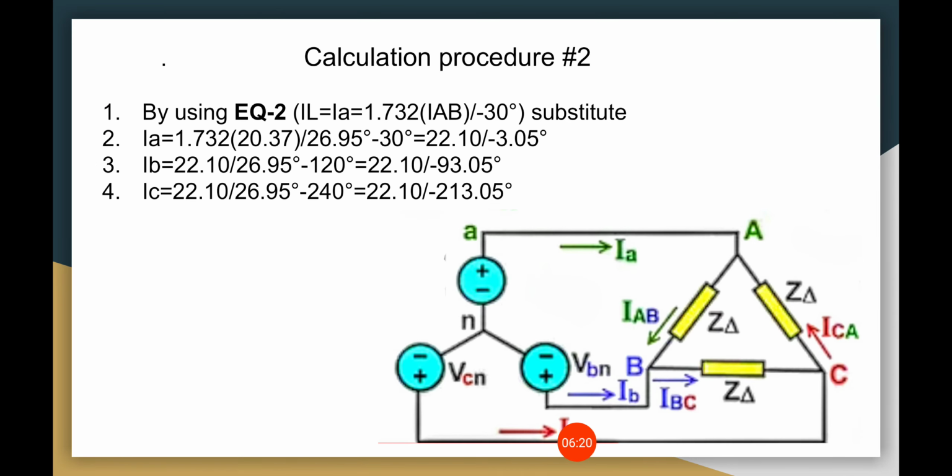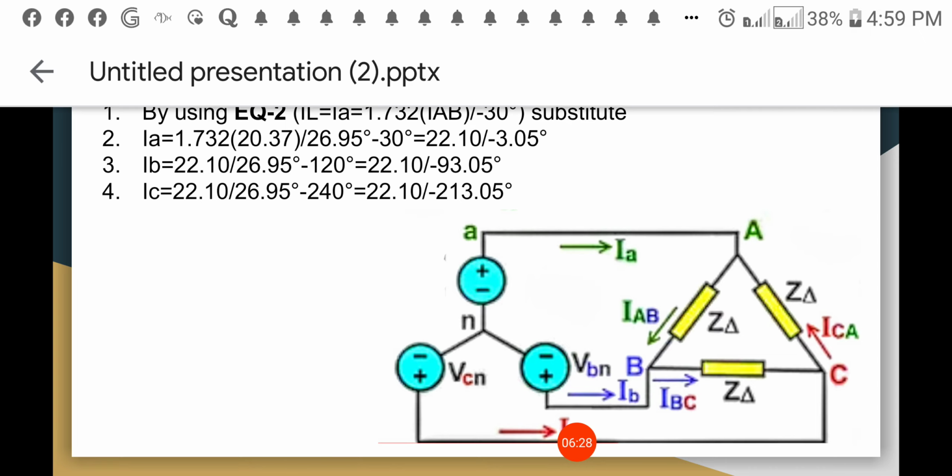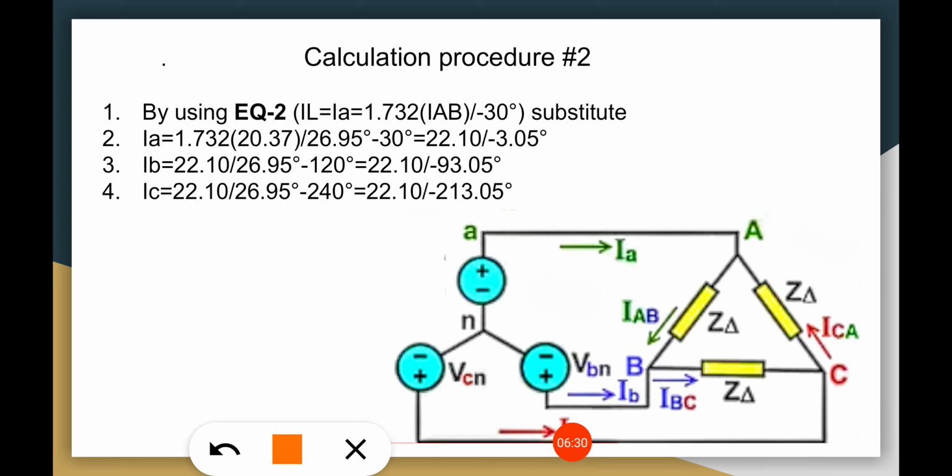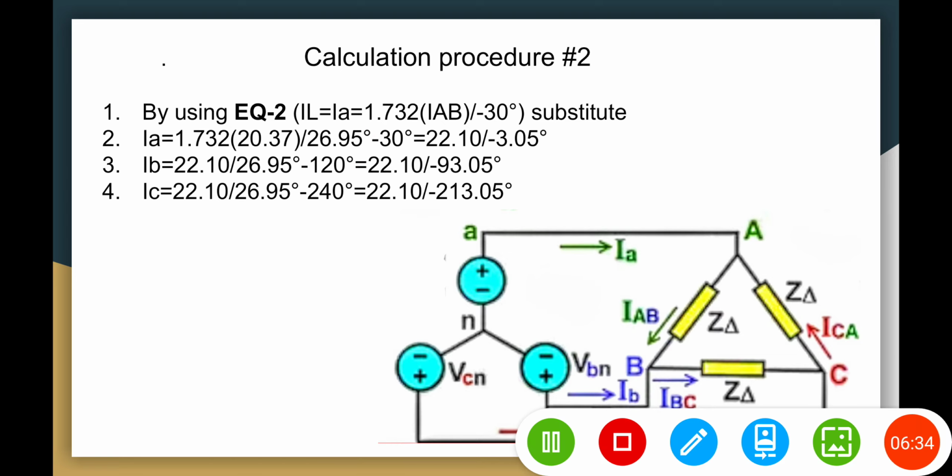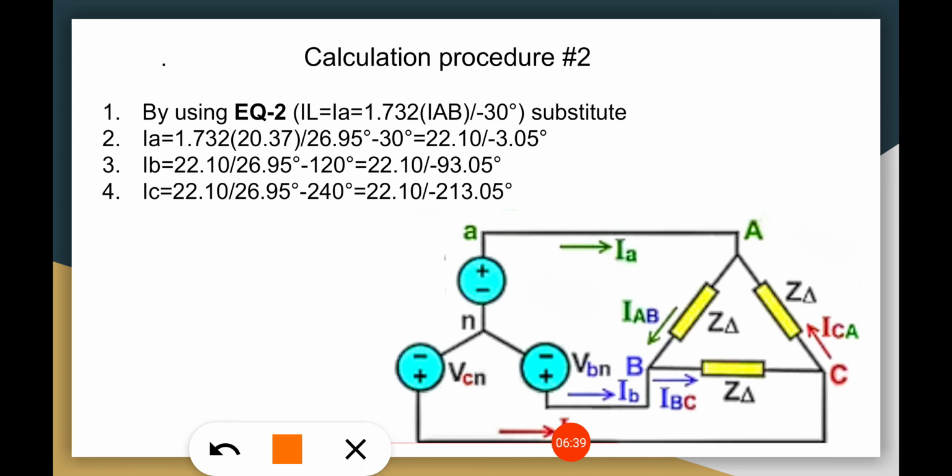Now calculation procedure number 2 is by using equation 2, IA, which is equal to the square root of 3 times IAB, and you just need to substitute this one. By substituting, we get IA of 22.10 at negative 3.0 phase angle, and so on and so forth. You can find IB and IC the same way.